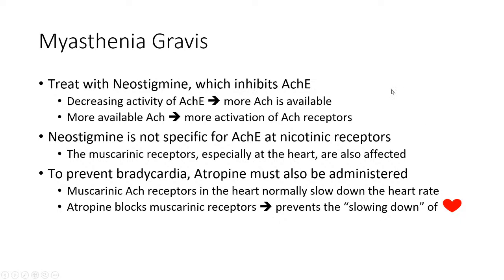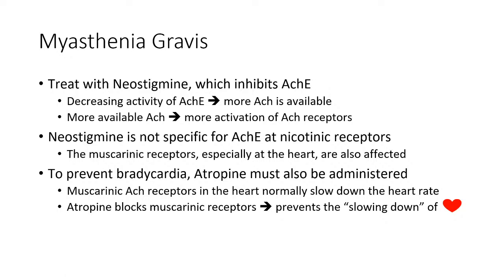So you treat myasthenia gravis with neostigmine, which inhibits acetylcholinesterase. If you inhibit acetylcholinesterase, that means there's going to be more acetylcholine available in the synaptic cleft. More acetylcholine means you're going to get more chance to stimulate the acetylcholine receptors and then initiate muscle contraction. All right. So neostigmine, though, is not specific for acetylcholinesterase at the nicotinic receptors. Neostigmine will act at all acetylcholine receptors. It'll inhibit acetylcholinesterase at all acetylcholine receptors.